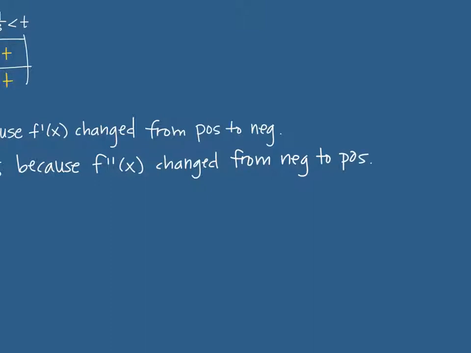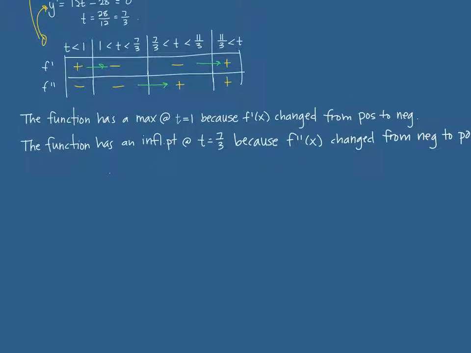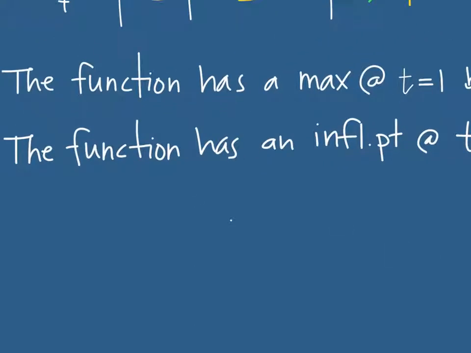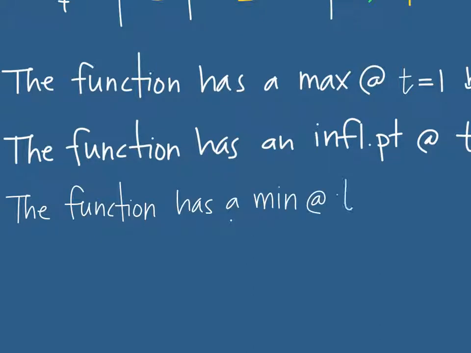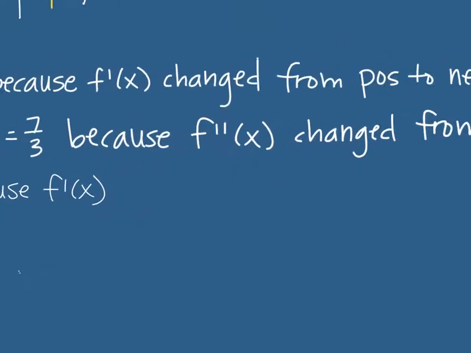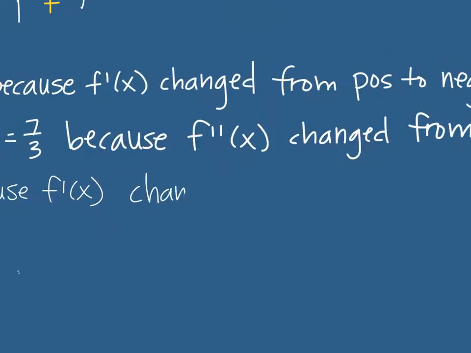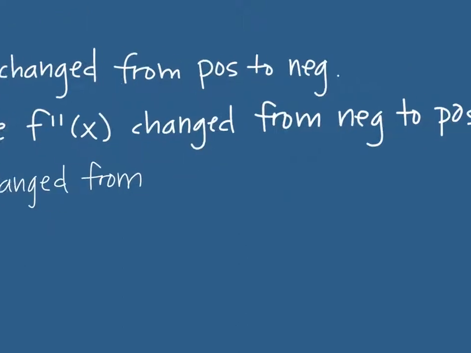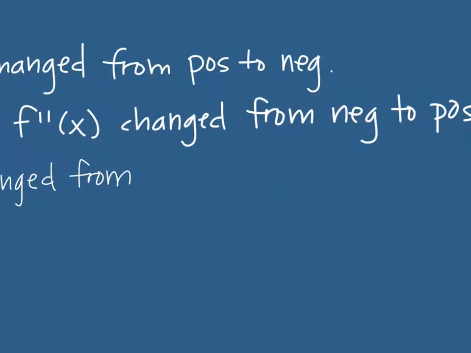And then finally, your minimum is occurring at 11/3. So again, the what, the where, the why. The function has a min at t equals 11/3 because the first derivative changed. F prime of x changed from negative to positive. Otherwise, the function is continuous and differentiable, so there are no other critical points or points of inflection, or endpoints for that matter.